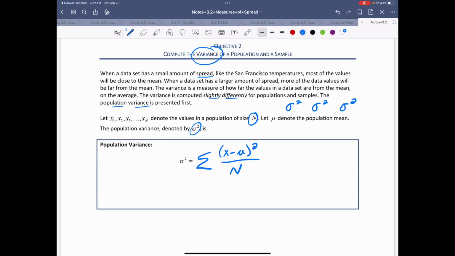Now, when you look at the formula, it looks like a lot. It is not that bad. It just takes a while to do. Where this symbol tells me I'm going to take a sum. X is my data. What are my temperatures in San Francisco or St. Louis or whatever my data is. Mu is my mean. And you're going to divide by big N, which is the total. And this is for population. And that's how we're going to find the variance.